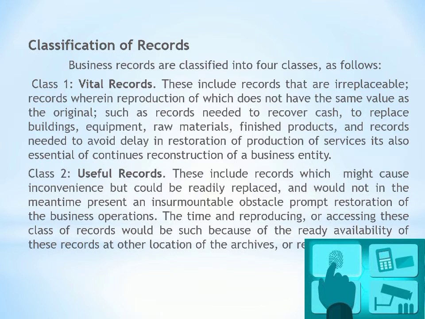So second is the useful records. This includes records which might cause inconvenience but could be readily replaced and would not, in the meantime, present an insurmountable obstacle to prompt restoration of the business operation. The time of reproducing or accessing this class of record will be minimal because of the ready availability of these records at other locations of the archives or record depository.